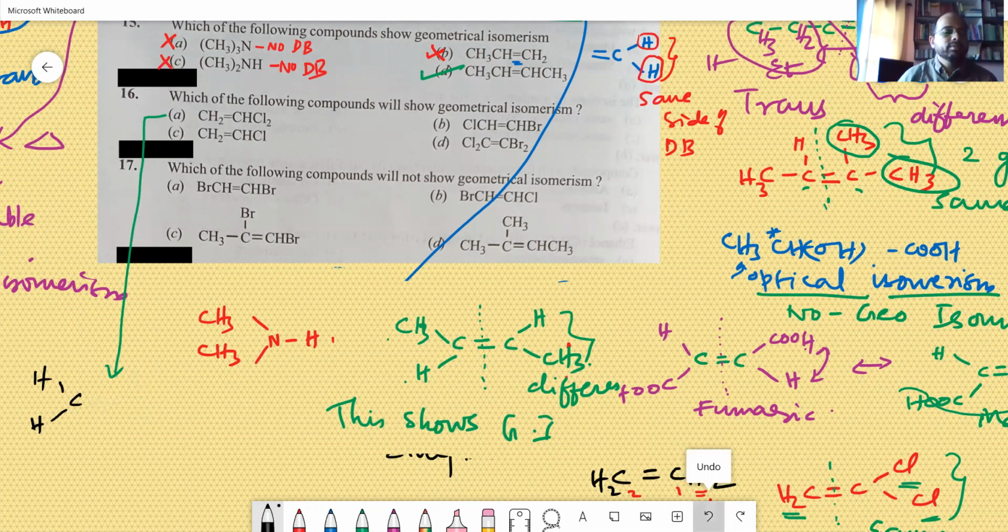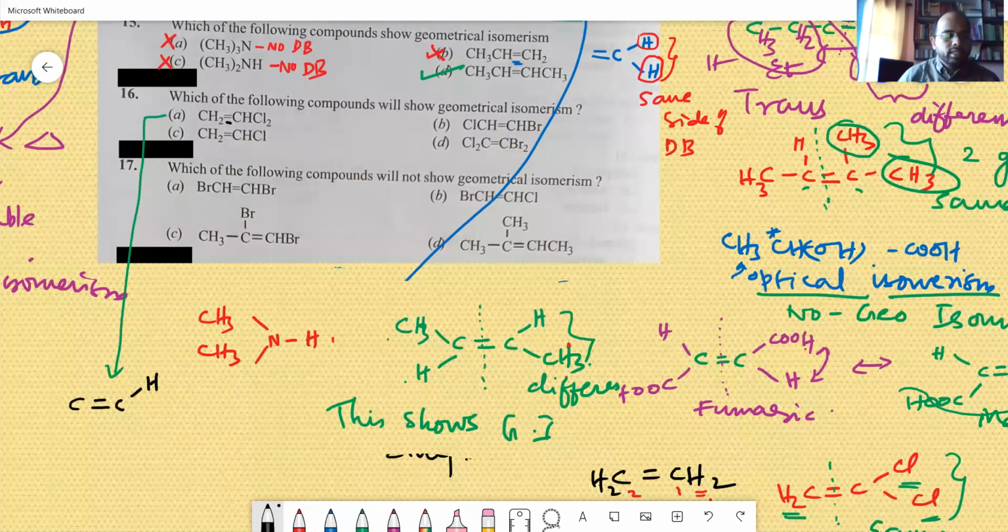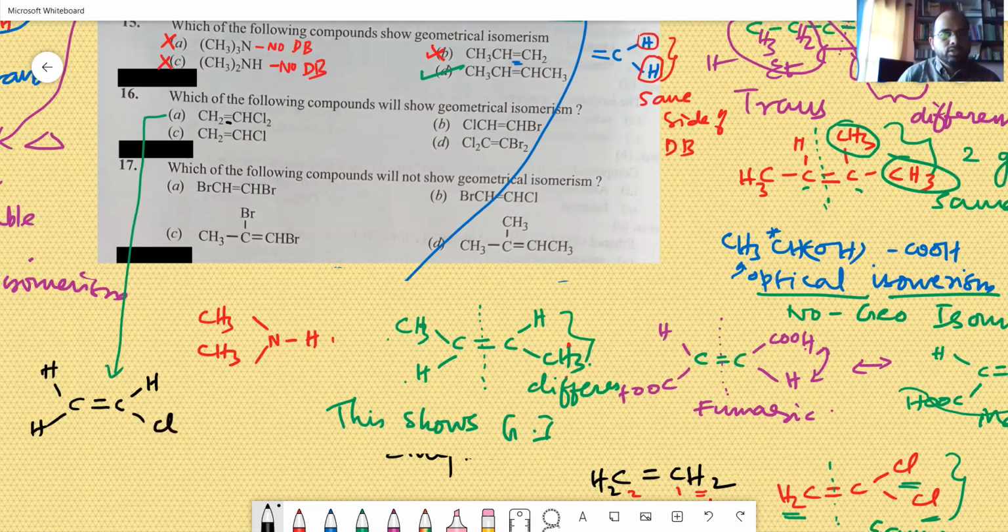How do you write this? First you write the double bond there. Then there is one H, another H, and another H here, and there is another Cl here. So you shouldn't get any Cl2 here. It should be CHCl. So you can see that across the double bond, you have the same groups. Same groups, no geometrical isomerism. So it doesn't show any geometrical isomerism.